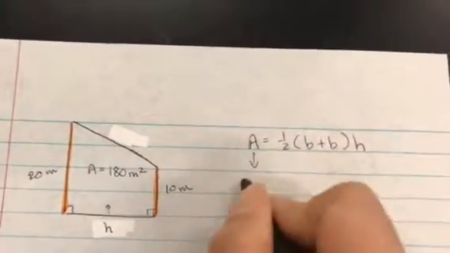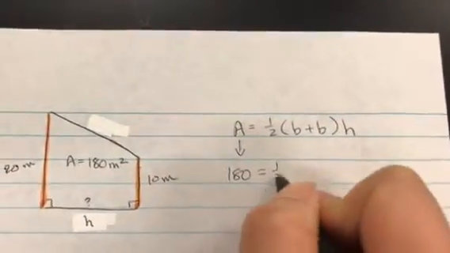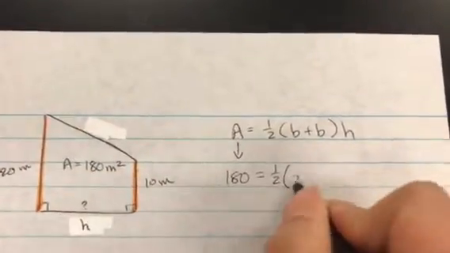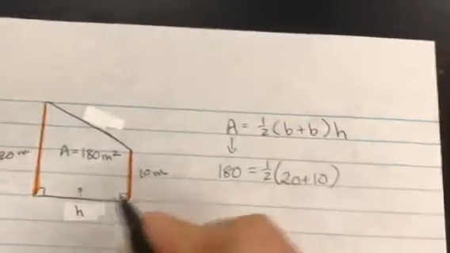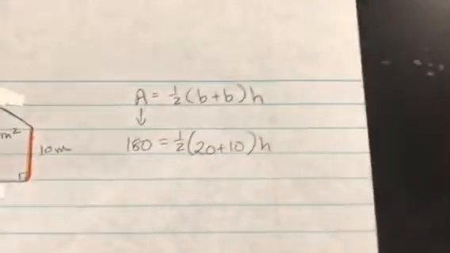We know the area is 180, right? We had the half. We know the two bases, it's 20 and 10, so it's 20 plus 10, but we don't know the height. That's what's missing. We don't know the height. Okay, so how do we solve this?